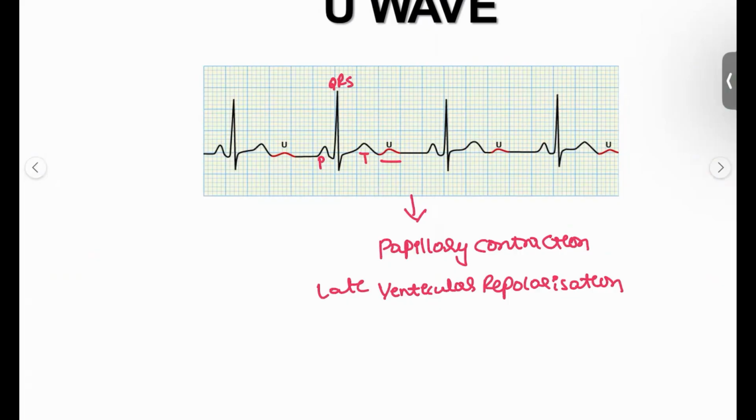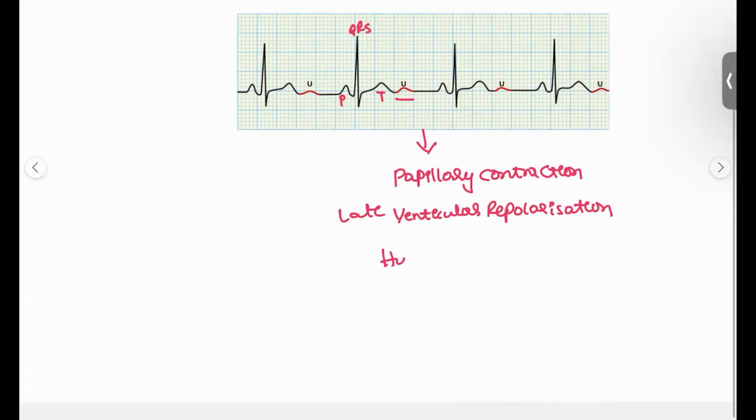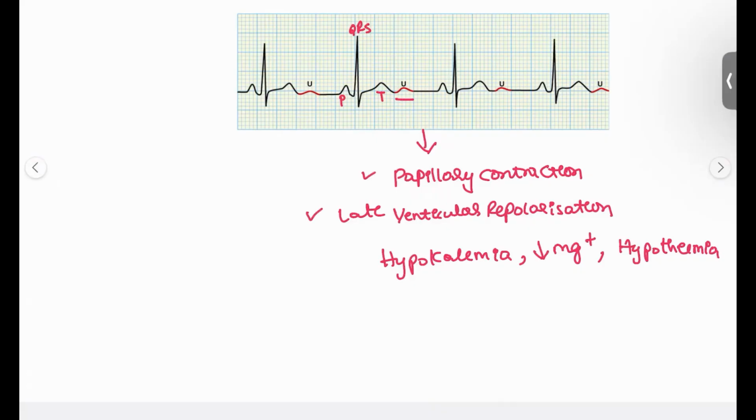And there are causes like hypokalemia. Patients who have hypokalemia, patients who have hypomagnesemia, and patients suffering from hypothermia, all these patients are going to present with U waves. And what is the treatment? Mostly U waves are not considered a very significant finding in ECG changes. It could be normal, due to papillary contraction or delayed ventricular repolarization. Most commonly in pathological conditions like hypokalemia, hypomagnesemia, and hypothermia, it is seen. Sometimes it is also seen in those with increased intracranial tension.